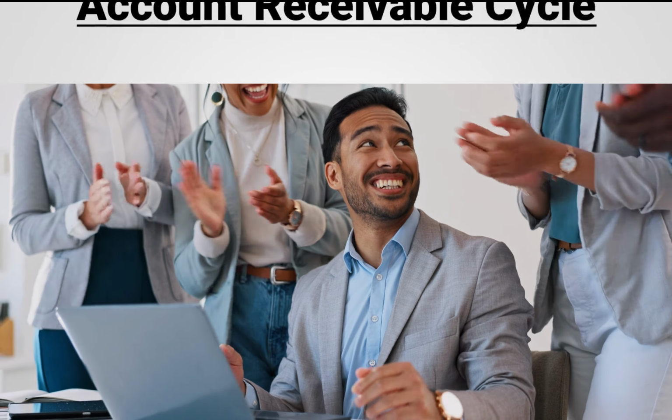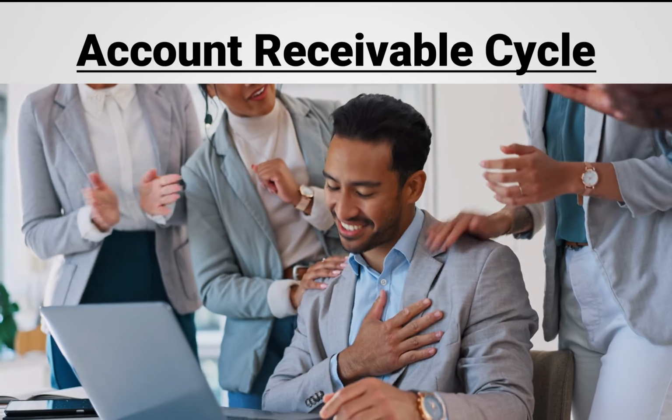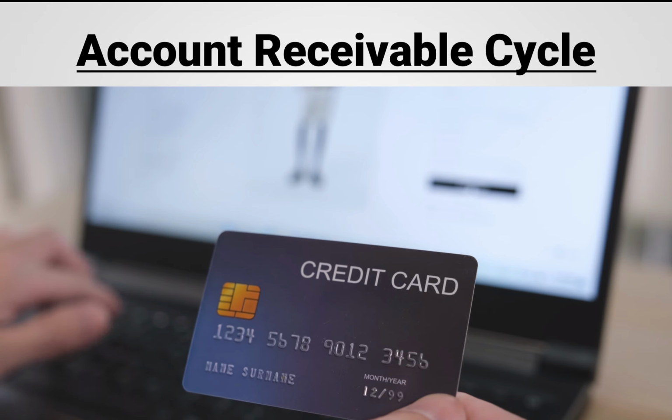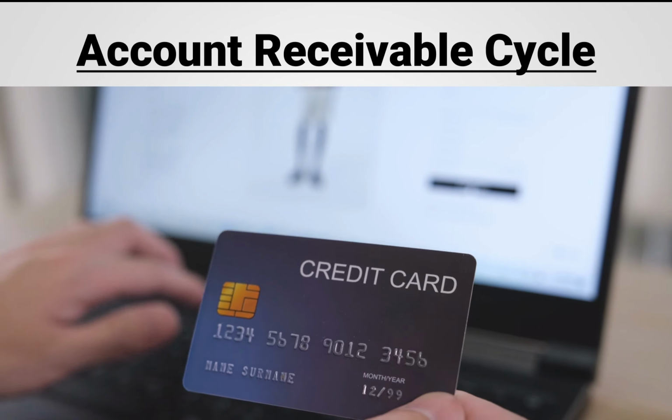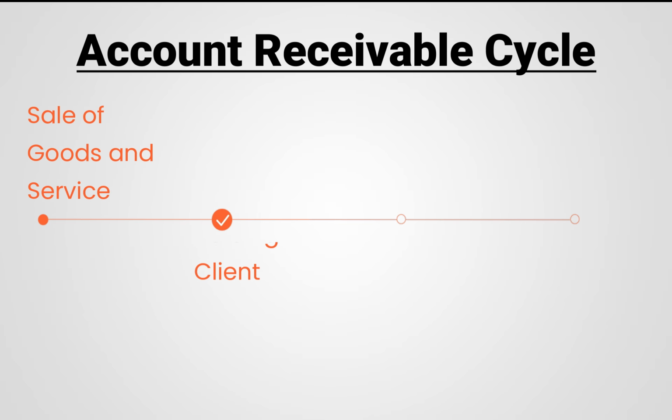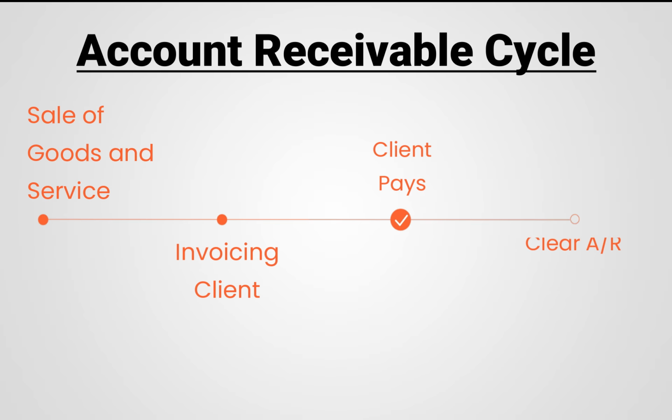You make the sale. You send off your invoice for payment. What is next? How can you ensure you're going to get paid for your efforts? Let's review the accounts receivable process. And we're going to go through 4 main topics. 1, the sale. 2, the invoice. 3, getting paid for that invoice. And then 4, ultimately clearing up the accounts receivable. All right, let's dive into this.